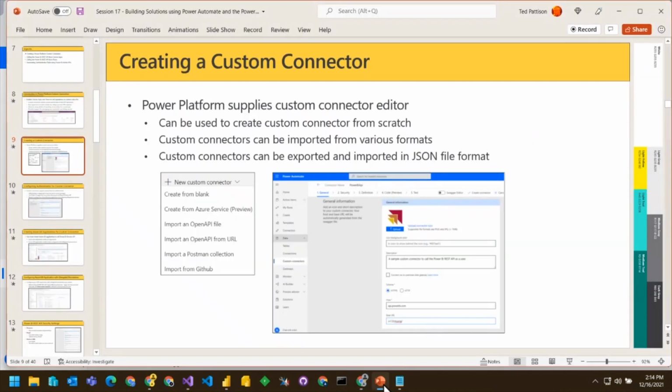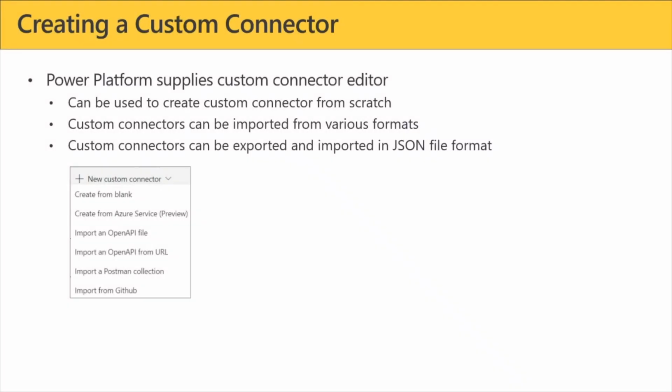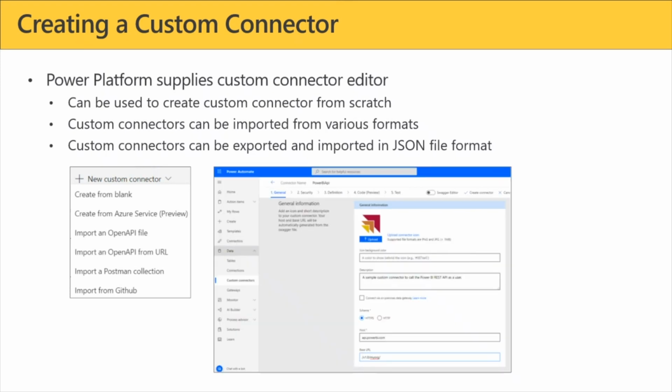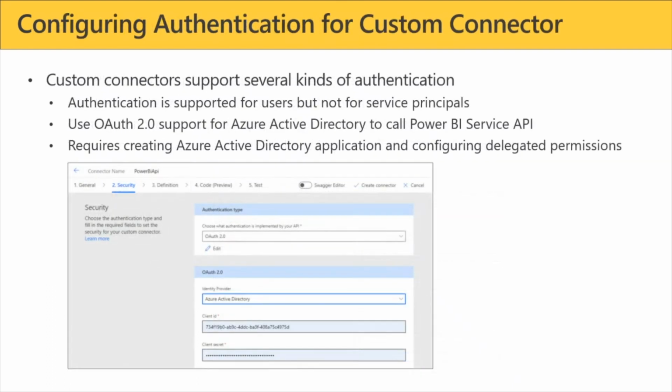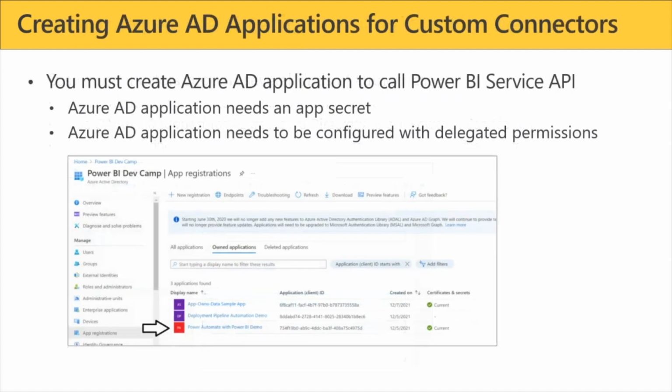Okay, let's go back to the slides. I'm just going to go a couple more slides, but what you saw is it's possible to create a custom connector from scratch. It's also possible to create a custom connector from some other formats, such as files that have OpenAPI formatting or Postman collections. A lot of it looks like Swagger files that many of us have been using over the last couple of years. Now, I went through the authentication settings for your custom connector, and what we did is we added things so that the current user can authenticate and get an access token that will allow me to call the Power BI REST API.